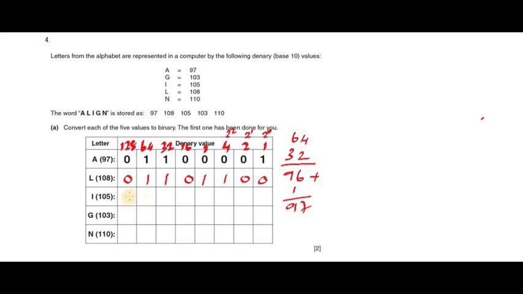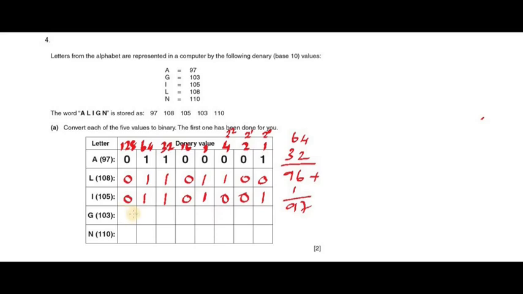The next one is 105. 128 is bigger than 105, so you keep 0 here. Then 64 plus 32 is 96. Then plus 8, it is 104. Plus 1, it will be 105. The remaining 2 boxes you give 0.